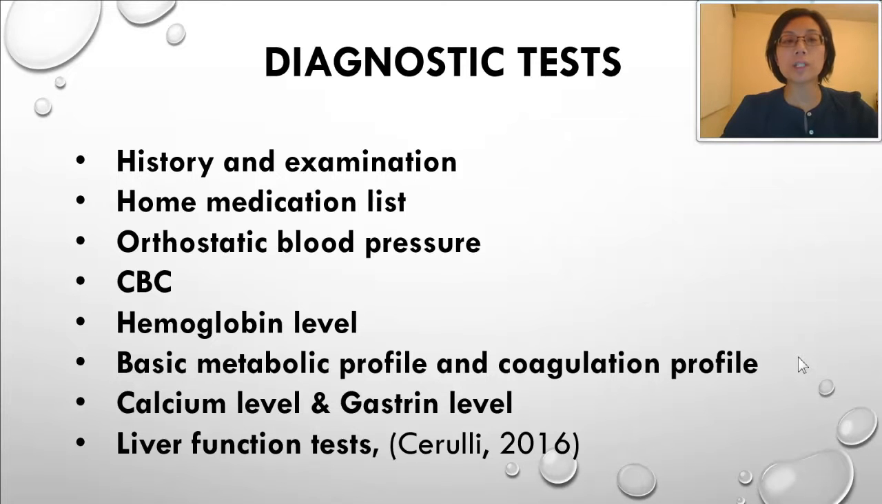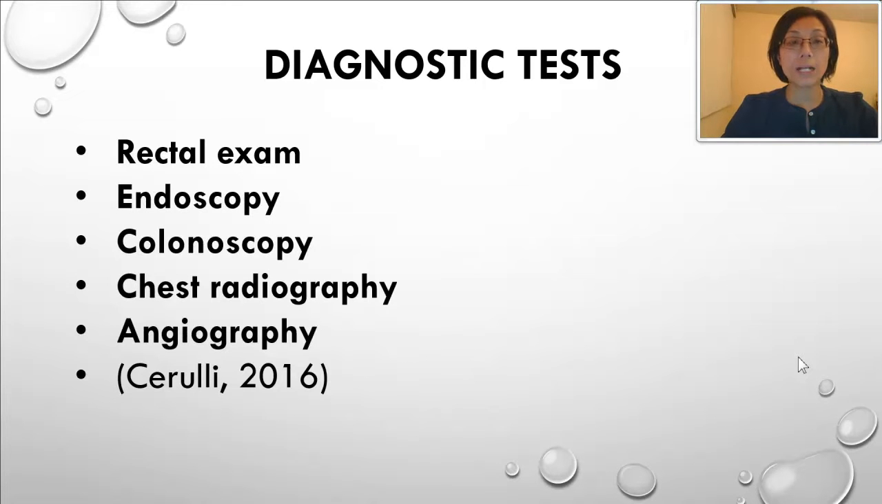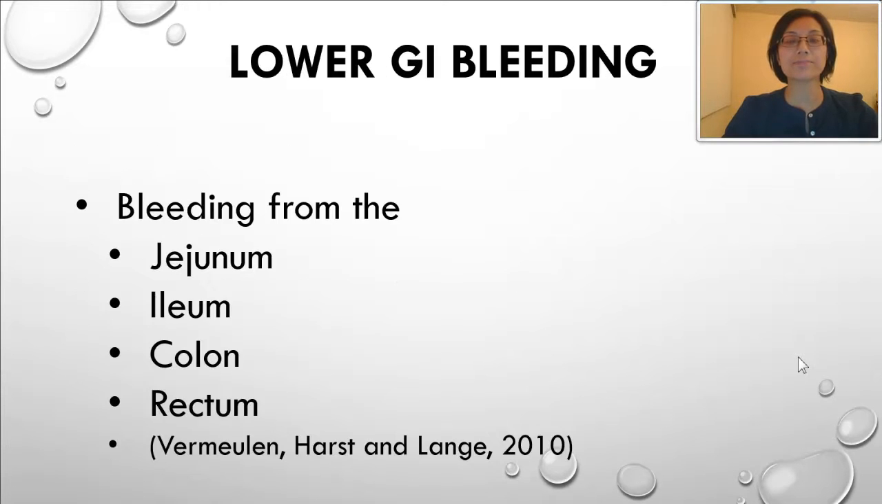Usually, a doctor will start by asking for the medical history during examination and obtaining a list of home medications. Diagnostic tests also include orthostatic blood pressure, CBC, basic metabolic panel, hemoglobin count, liver function, rectal exam, endoscopy, colonoscopy, or chest radiography and angiography.